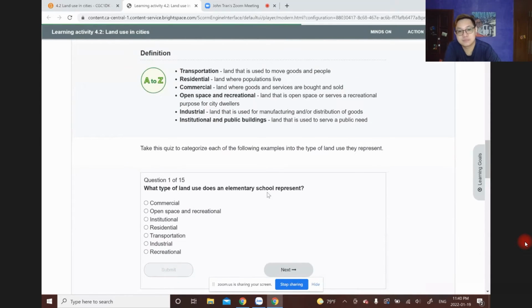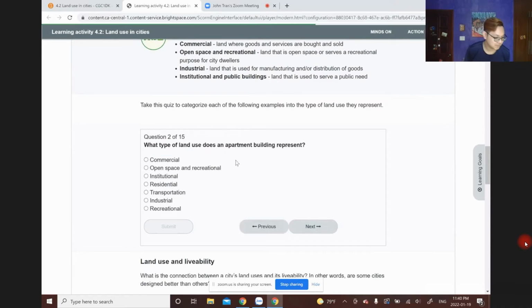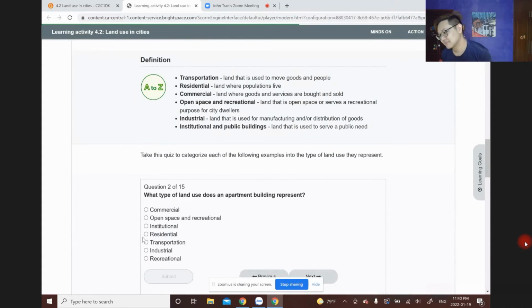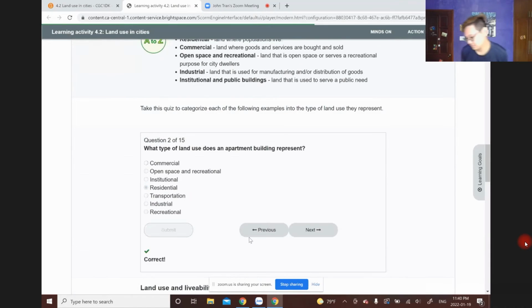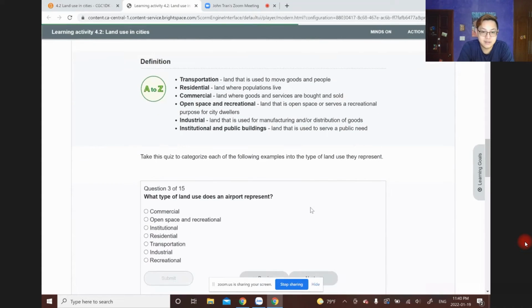Okay, let's take the quiz. What type of land use can an elementary school represent? Of course, it's institutional. What type of land does an airport represent? Airport. Transportation.